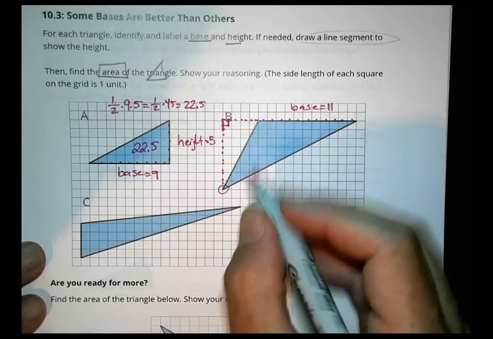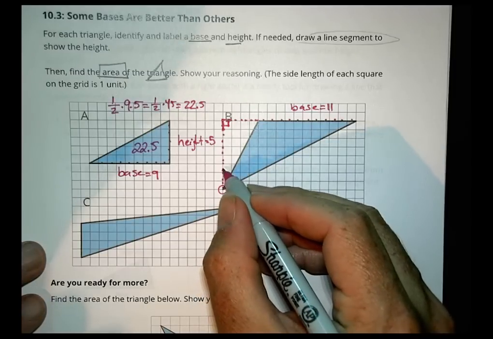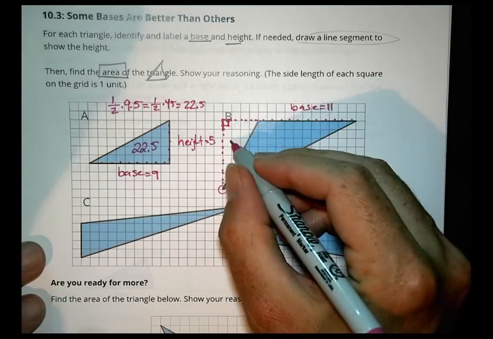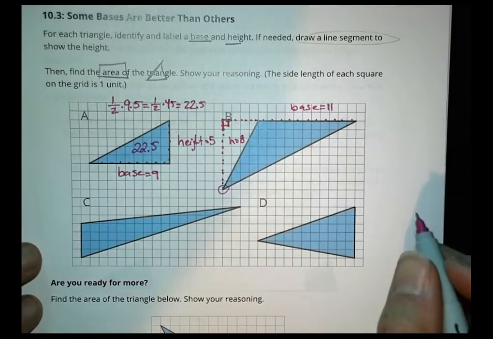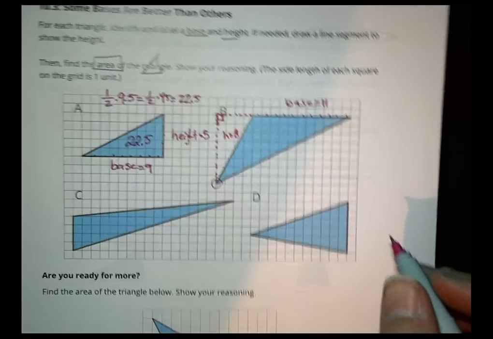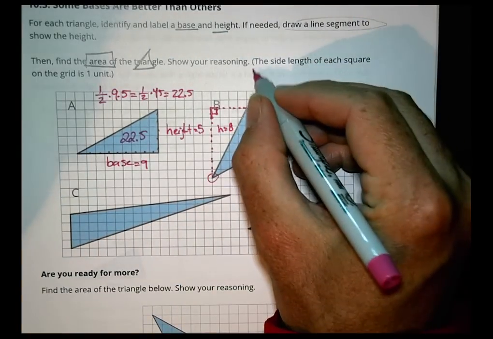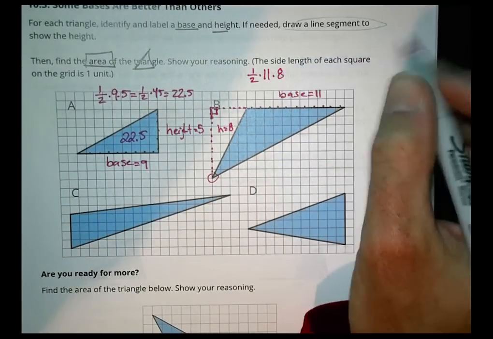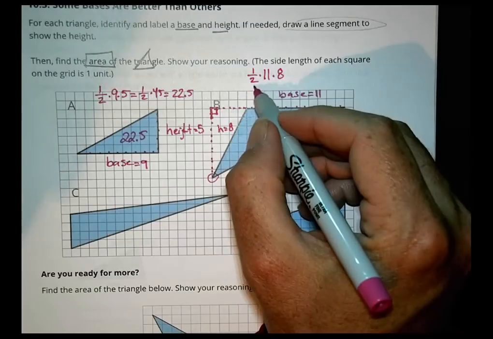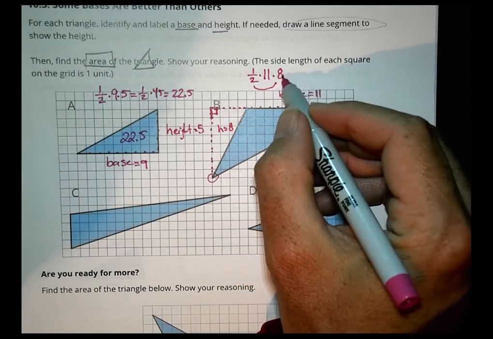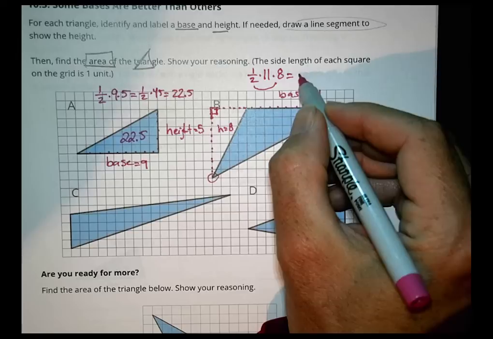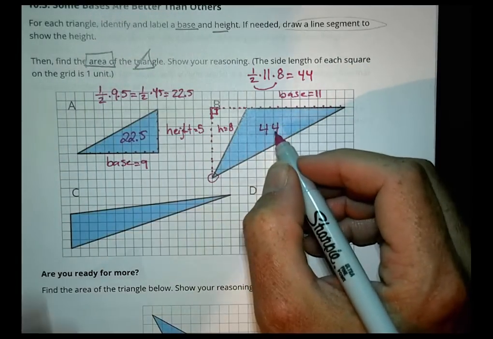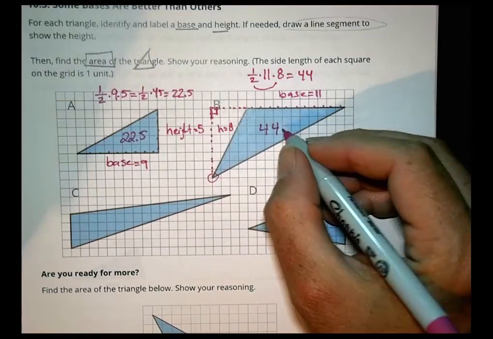And what is this height going to be? It's 1, 2, 3, 4, 5, 6, 7, 8. So we have a height of 8. So my height equals 8 on this one right here. And so as an area, we would do 1/2 times the base, which is 11, times the height, which is 8. First of all, half of 8 is 4, and then 4 times 11 is 44. So this has an area of 44 units squared, or square units.